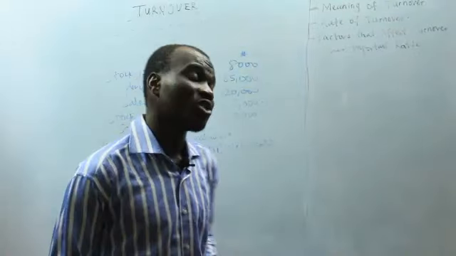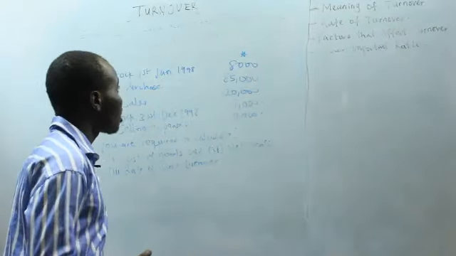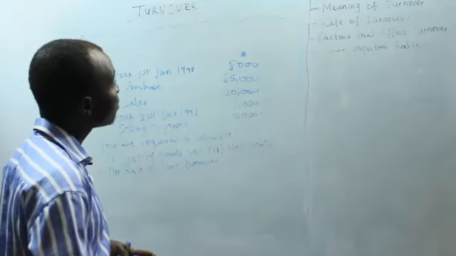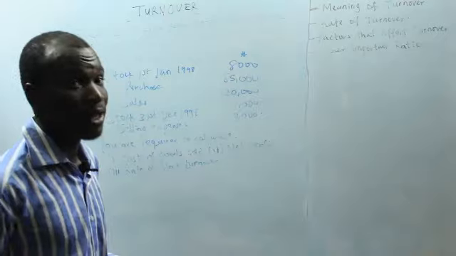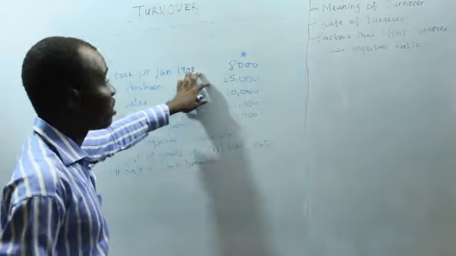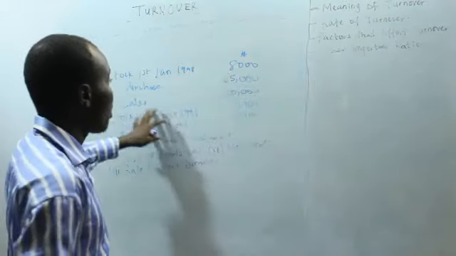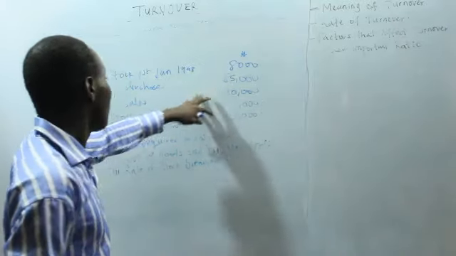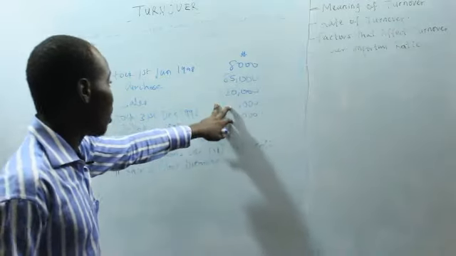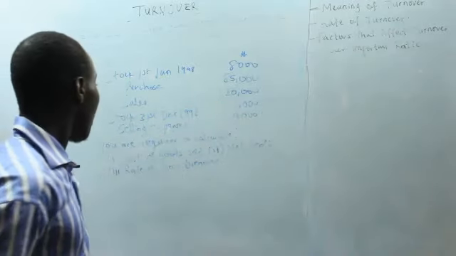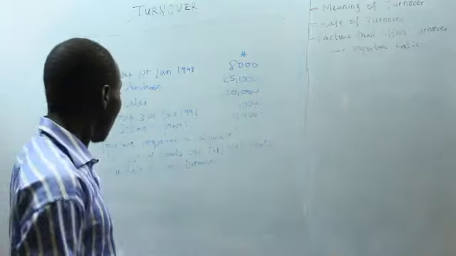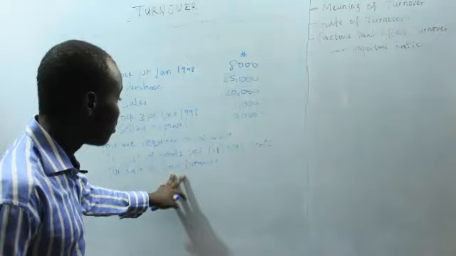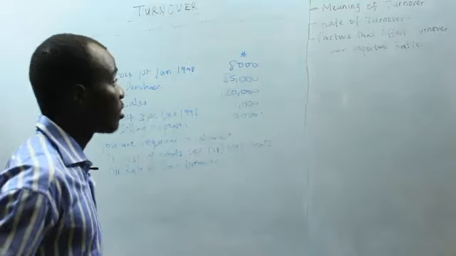So now we have an illustration. A large scale listed concern has the following balances in its books as at 31st December 1998. We have stock at 1st January 1998, 8,000 naira. We have purchases 85,000. We have sales 120,000. We have stock at 31st December 7,000. We have the selling expenses, and we are required to calculate the cost of goods sold and also the net profit and the rate of stock turnover.